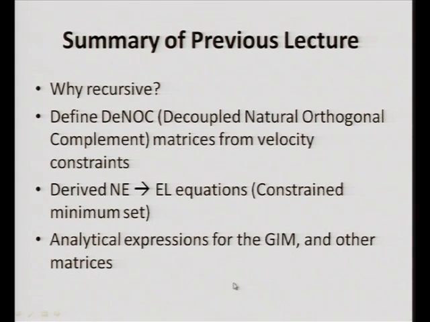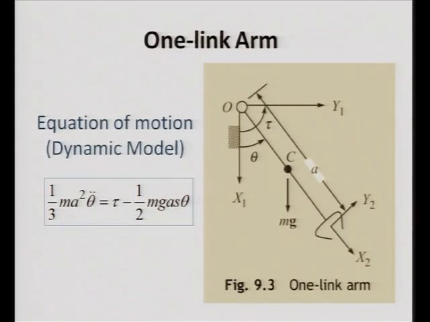I derived the Newton-Euler equations, the Euler-Lagrange equations, and appropriately speaking these are called a constrained minimum set. And then in those equations we have seen how the elements of matrices like the generalized inertia matrices look. They are analytical expressions, and I emphasize the point that we would like to see the expressions in as much detail as possible before we use the computer, because we would like to get a feeling, and one such situation I will explain in today's lecture.